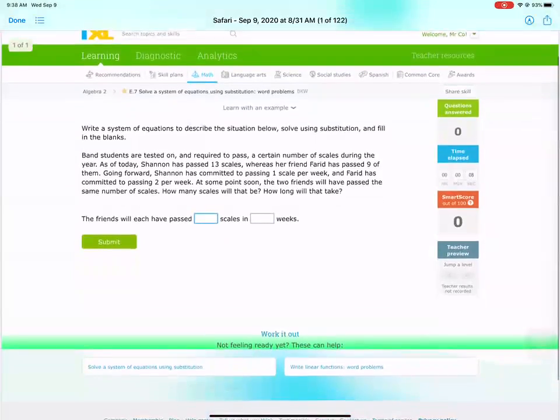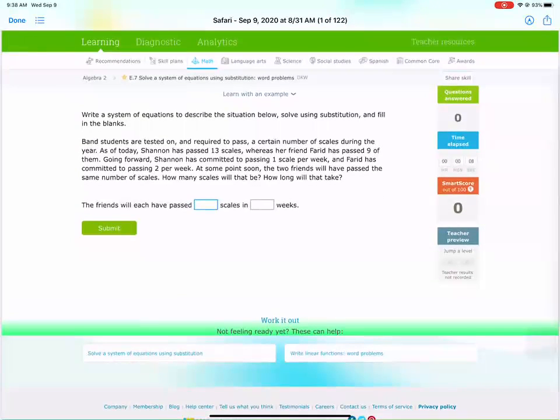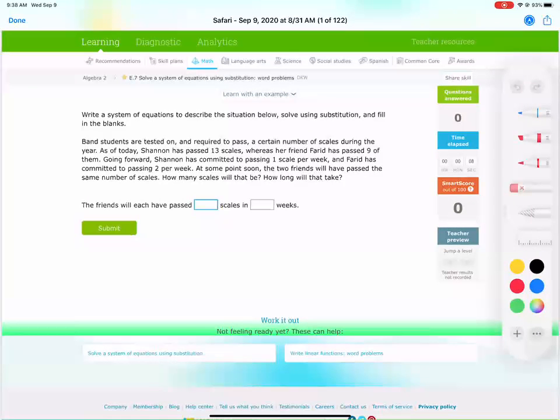So the word problems look like this, and they look a little scary. They really do. But there's always some tricks to solve these word problems. So let's go ahead and read this. We'll write a system of equations to describe the situation below. Solve using substitution, fill in the blanks.